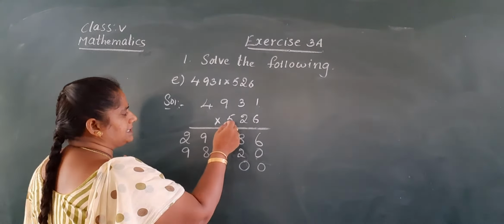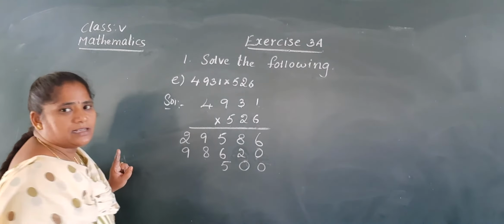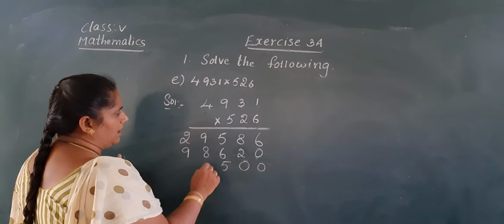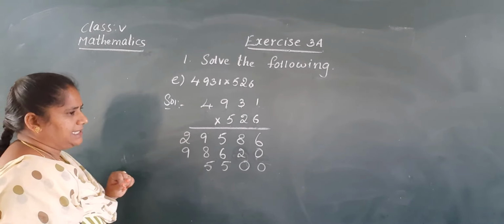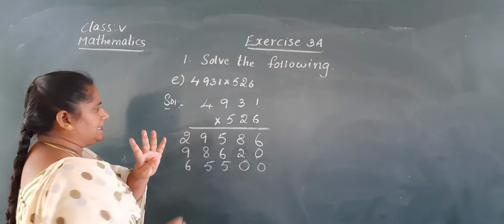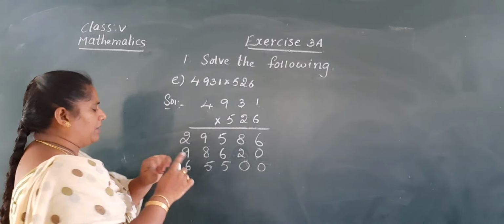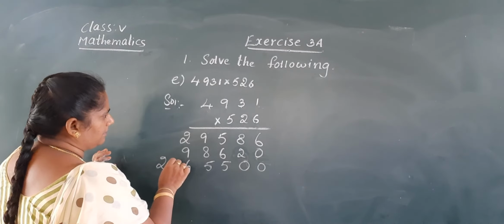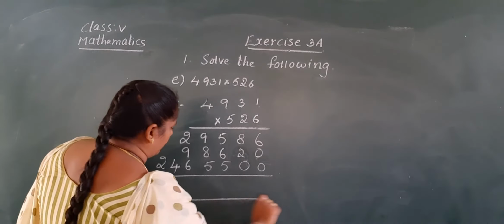Start from the hundreds. 5 1s are 5. 5 3s are 15. So, 1 in hand, 5 is down. 5 9s are 45 plus 1, 46. 4 in hand, 6 is down. 5 4s are 20, 21, 22, 23, 24. Okay, now we add all these products.